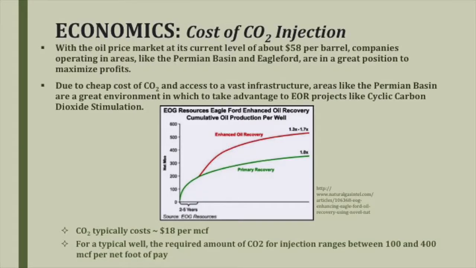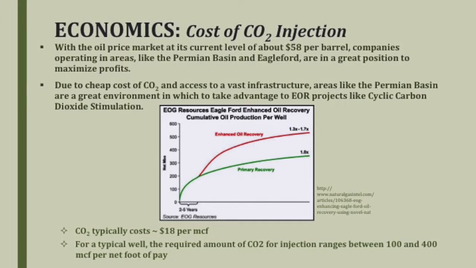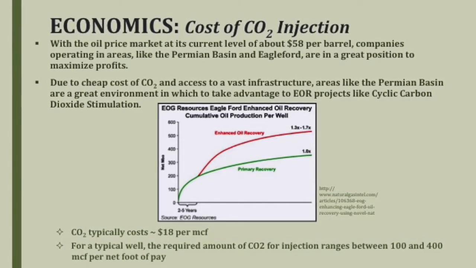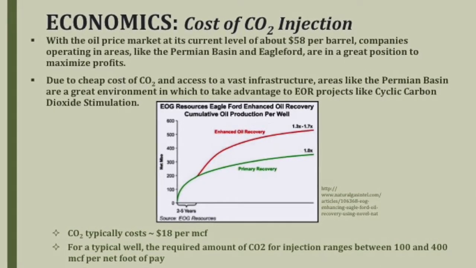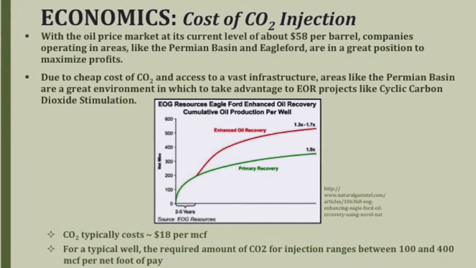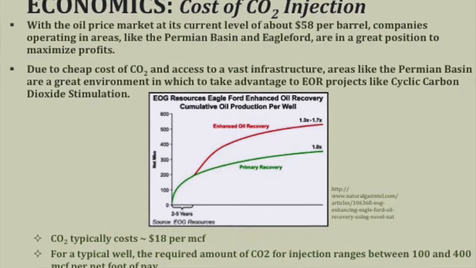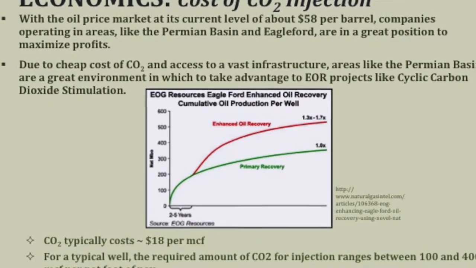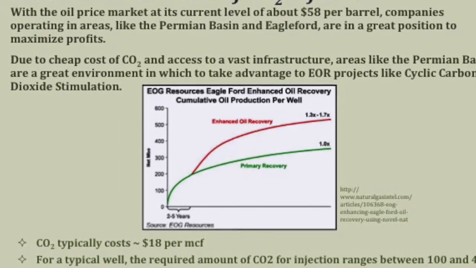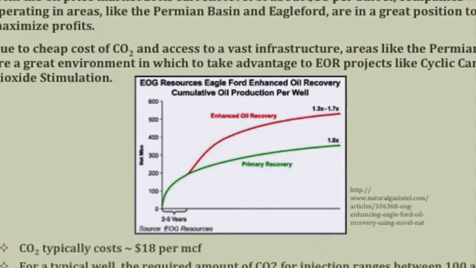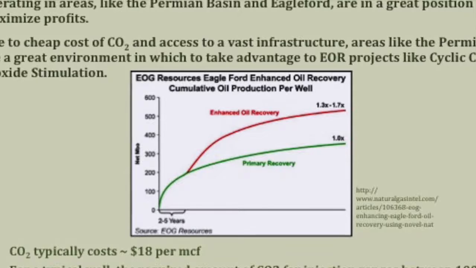Now, for the cost of CO2 injection, with the oil market at its current level of about $58 per barrel, companies operating in areas like the Permian and the Eagle Ford are in a great position to maximize their profits. Due to the cheap cost of CO2 and vast infrastructure in these areas, there is a unique opportunity to take advantage of EOR projects like cyclical carbon dioxide stimulation.